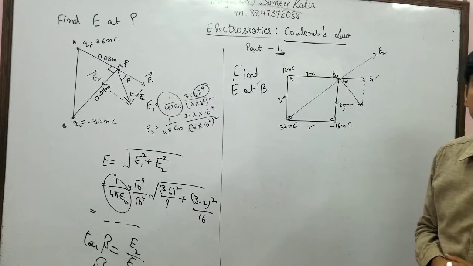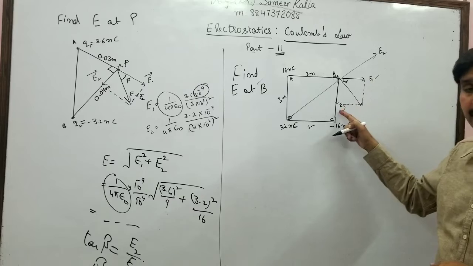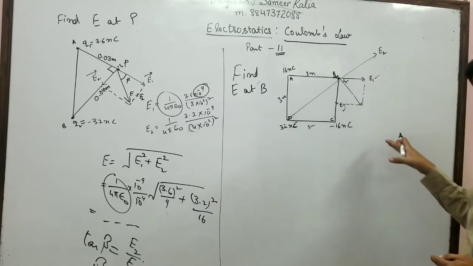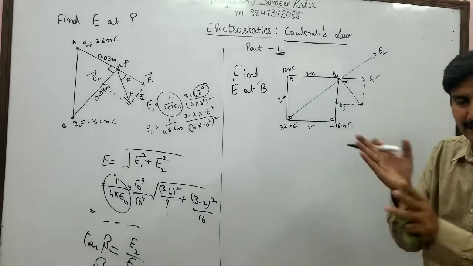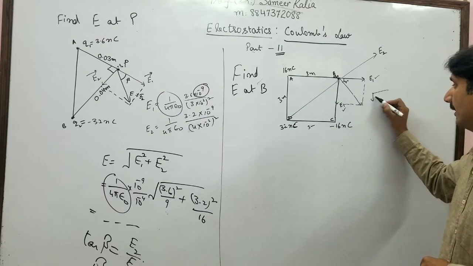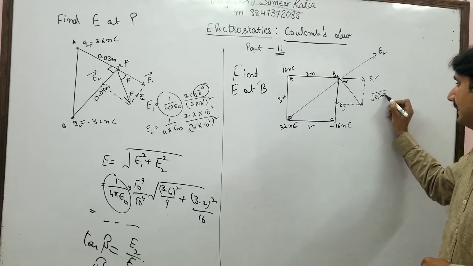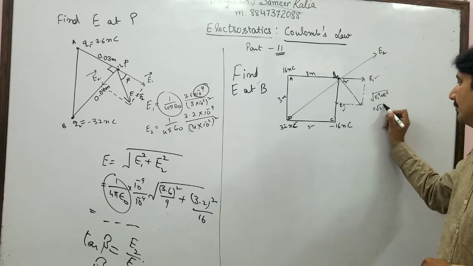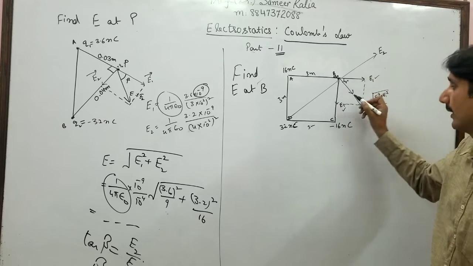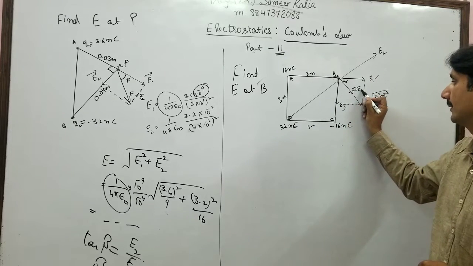Surely, when two equal vectors act perpendicular to each other, the resultant acts at an angle of 45 degrees, that is right in the middle of the two. And its magnitude will be what? Under the root E1 square plus E1 square, that means root 2 times E1. So this resultant magnitude of E1 and E1 is root 2 E1.